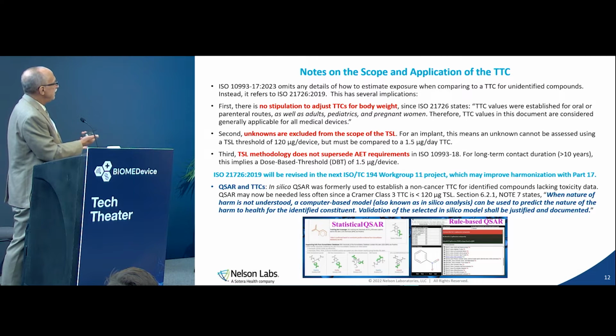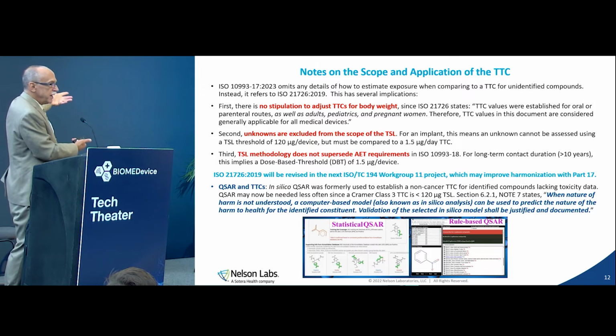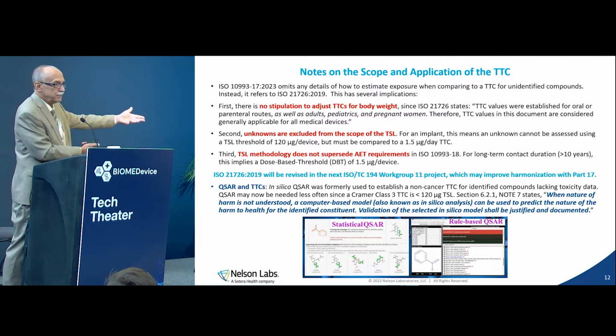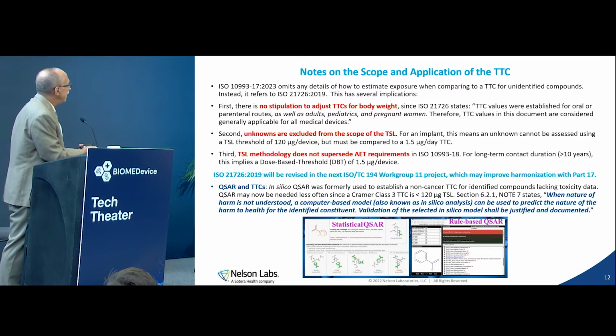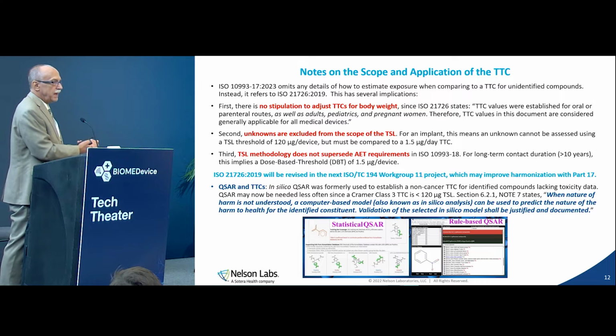the TSL. And so for an implant, that means your unknown can't be assessed using that magic comparison value of 120, which is easy to pass, you have to compare it to 1.5. That's hard to pass. Third, the methodology does not supersede the AET detection limit needs that are in the chemistry guideline part 18.